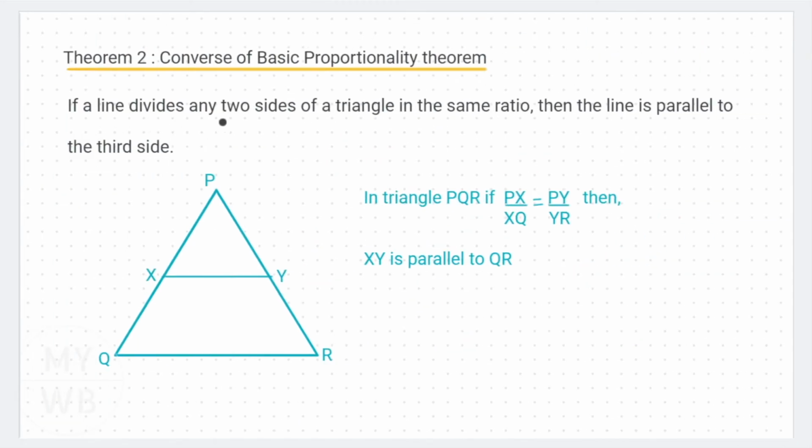If a line divides any two sides of a triangle in the same ratio, then that line is parallel to the third side. If we know that PX by XQ is equal to PY by YR, then we can conclude that XY is parallel to QR. So it's the opposite of the previous theorem.